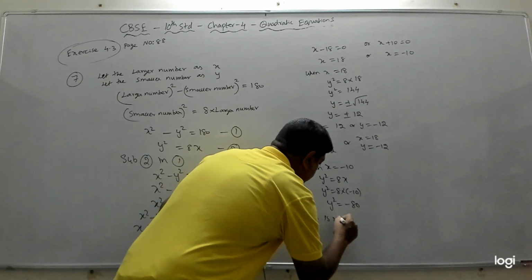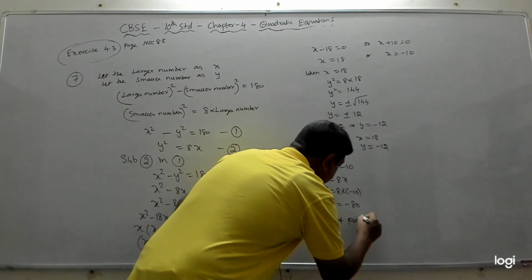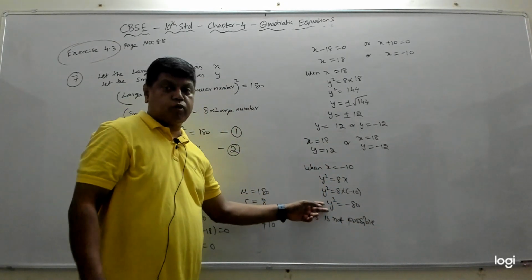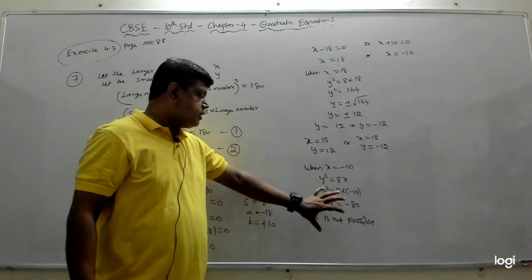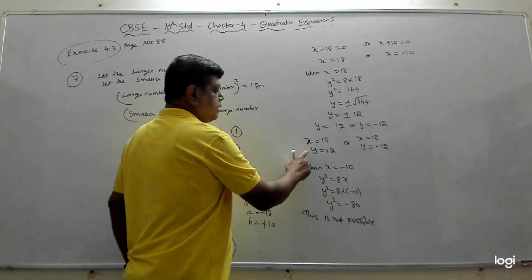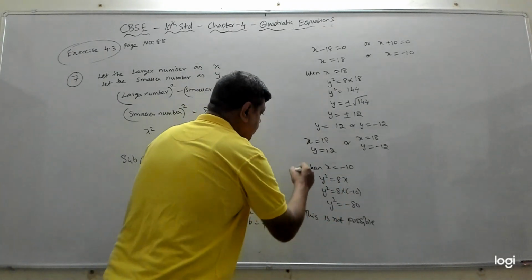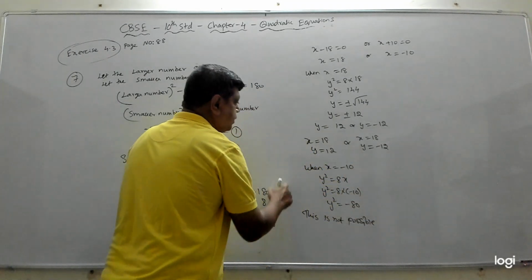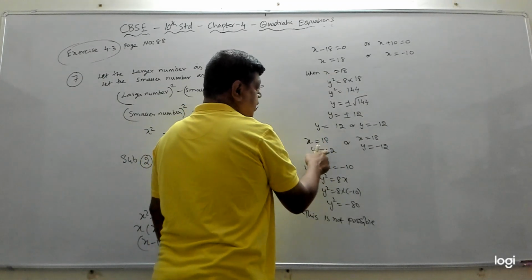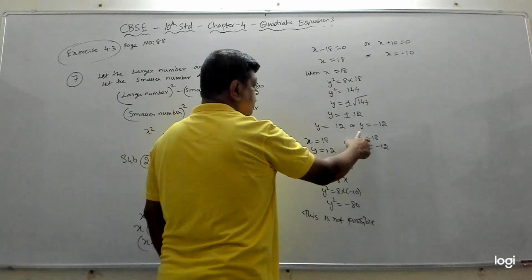The square of a real number cannot be negative. So this case is not possible. So x is equal to minus 10 is invalid. So we cannot go with this case. We have to go only with this case. When x is 18, we get the numbers as 18 and 12 or 18 and minus 12.